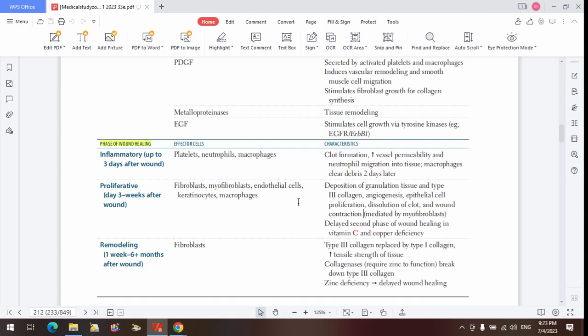Dr. Baba, they need zinc here, right? Is this where zinc is important? I will mention zinc. That will be the last phase.